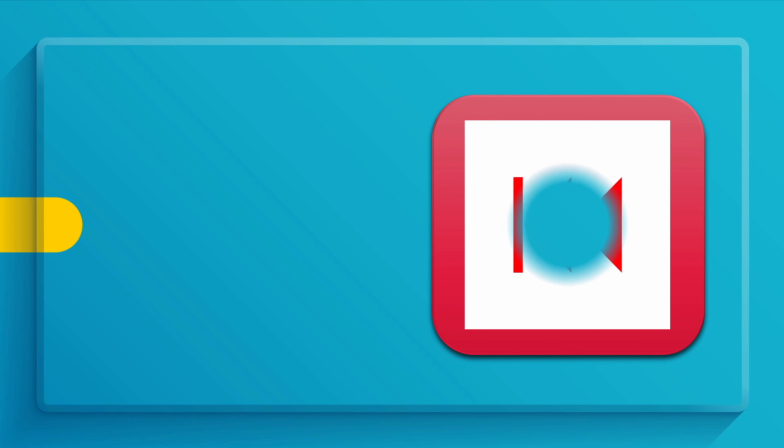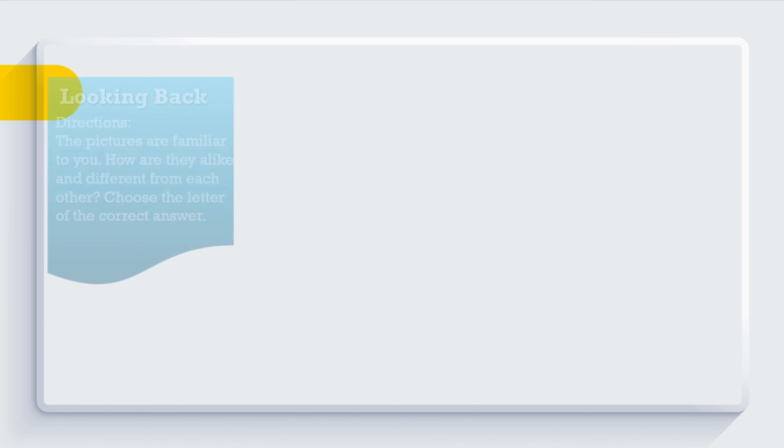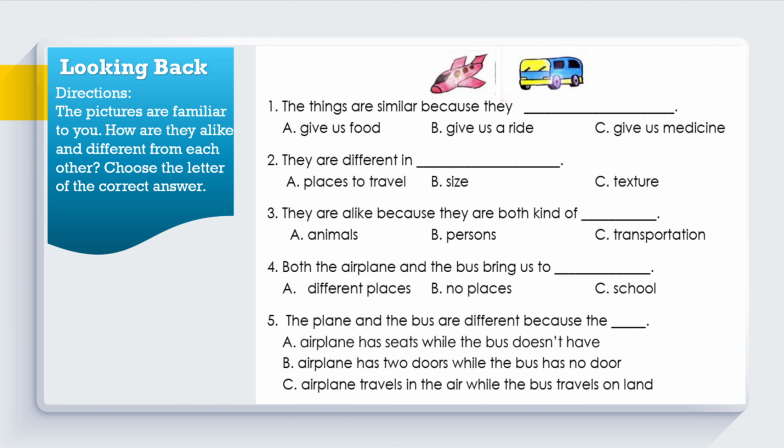Now, let's review our past lesson by answering the looking back activity. Directions: The pictures are familiar to you. How are they alike and different from each other? Choose the letter of the correct answer. 1. The things are similar because they blank.